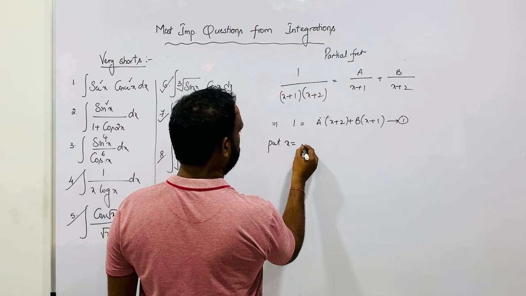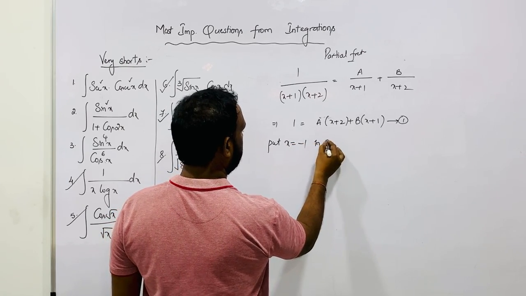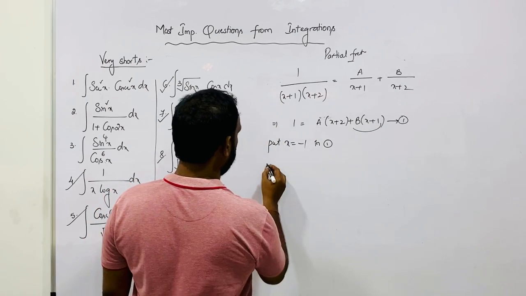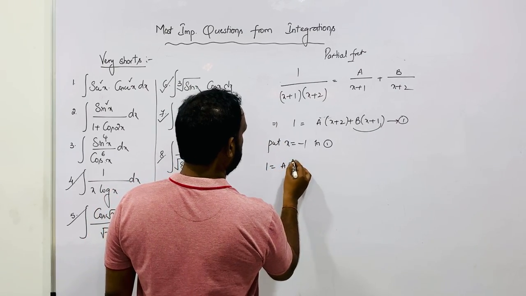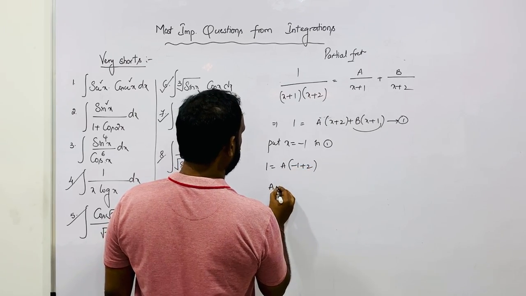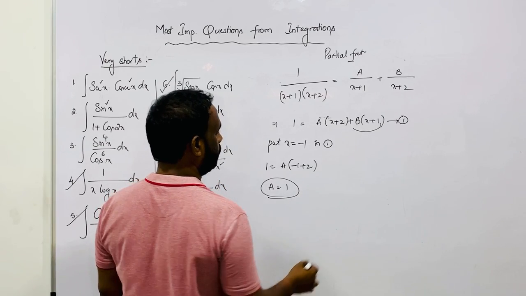Now if you take x is equal to minus 1 in 1, then this part will become 0. Then 1 is equal to a into minus 1 plus 2, that is 1. Therefore the value of a is 1.